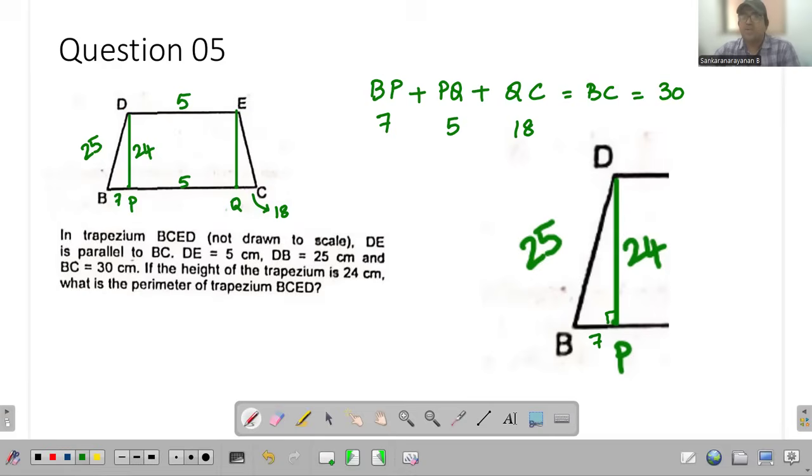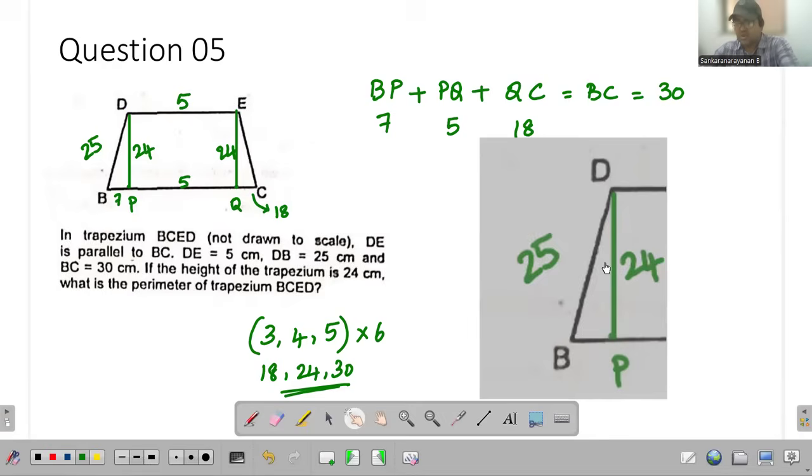Got the point? And I know that QE is equal to 24 centimeters, because it's the height of the trapezium, as given in the question. Kindly recall that 3, 4, 5 is a Pythagorean triplet, right? So if I multiply this by 6, what will happen? 18, 24, 30 will form a Pythagorean triplet. I just want you to make a note of this triangle on the right hand side.